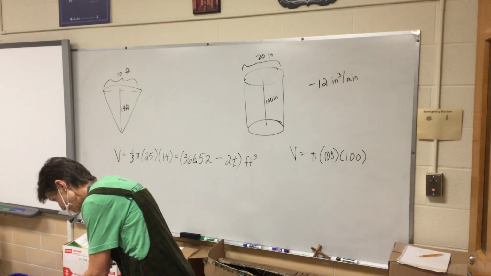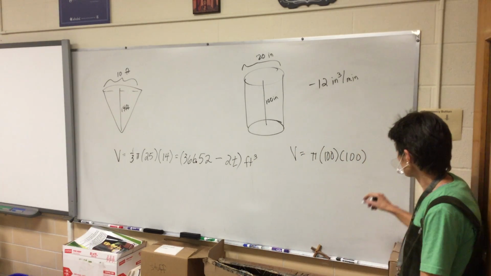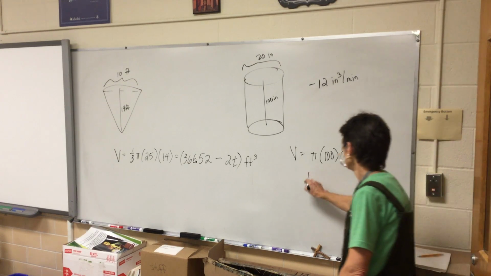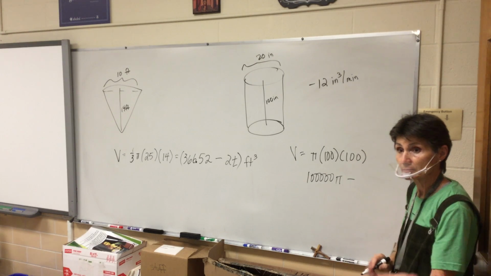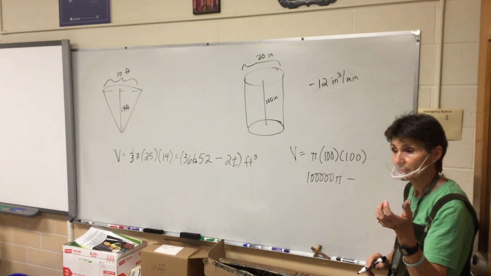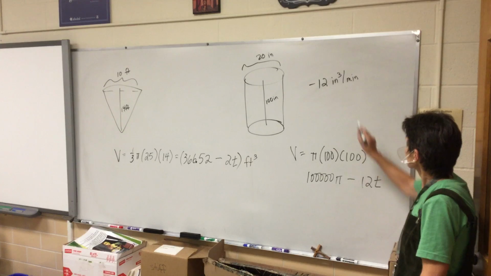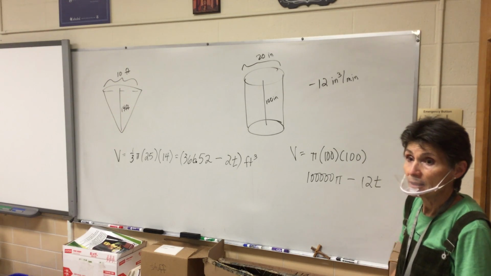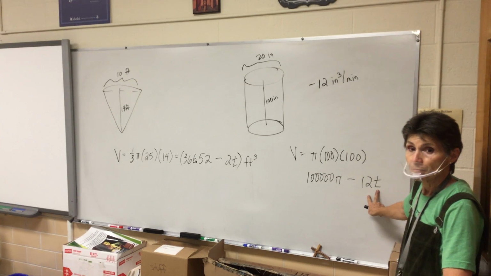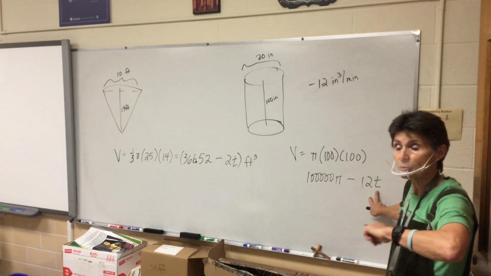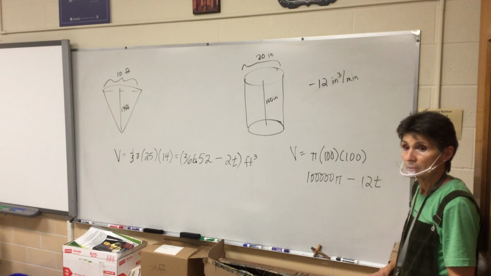Now how fast is it going out? 12 per minute. And I want to know how much will be in there after T minutes. So I'll just take this number right here, whatever 100,000 pi is, and subtract 12T. It's coming out at 12 cubic inches per minute. I'm letting it go for T minutes, so this is how much is going to come out. 1 minute would be 12, 2 minutes would be 24. I want T minutes, so it's just 12T. Perfect.